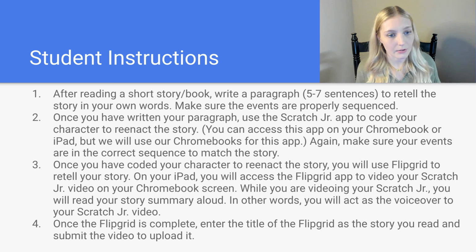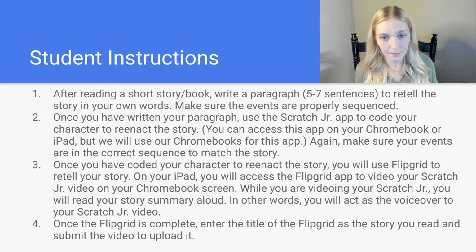Number 1, after reading a short story or book, write a paragraph, 5 to 7 sentences, to retell the story in your own words. Make sure the events are properly sequenced. Number 2, once you've written your paragraph, use the Scratch Junior app to code your character to reenact the story. You can access this app on your Chromebook or iPad, but we use our Chromebooks for this app. Again, make sure your events are in the correct sequence to match the story.